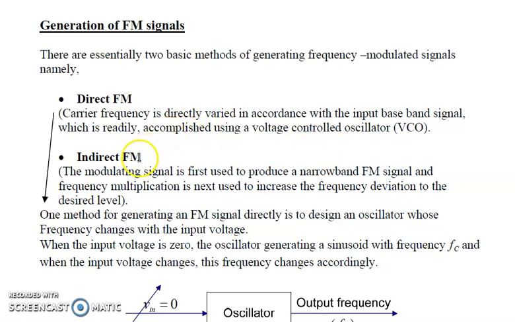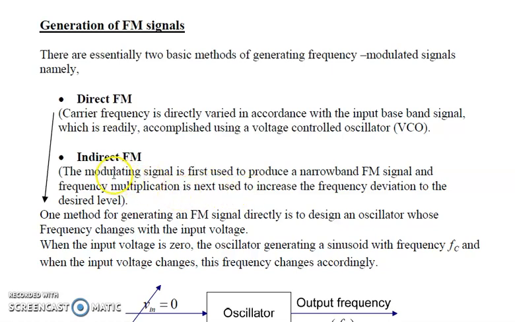Another method is known as indirect FM. Here we are not directly generating the frequency variations, but there are two steps. In the first step, the modulating signal is used to produce a narrow band FM signal. In narrow band FM, as we know, the bandwidth is 2 fm, 2 multiplied by the modulating frequency, and it is just like AM. Its bandwidth is just like an amplitude modulated wave.